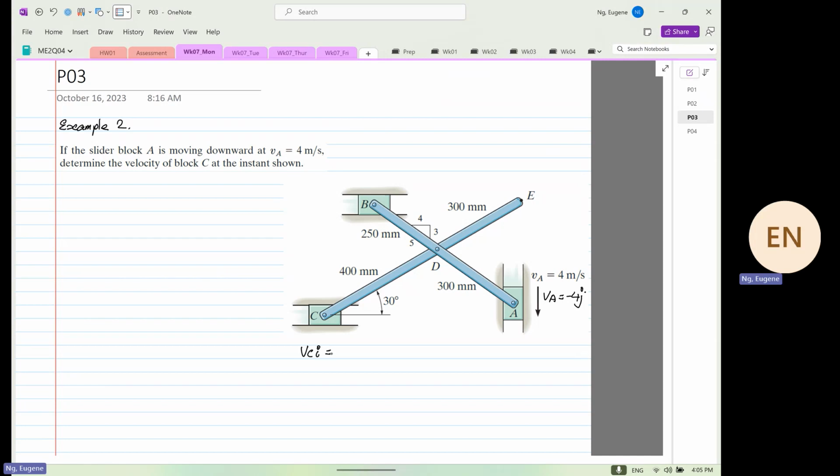VCI is equal to what? Anyone? Sorry, not VCI. VCJ is equal to what? Anyone? Yes, 0. And we also know VBJ is also equal to what? 0.